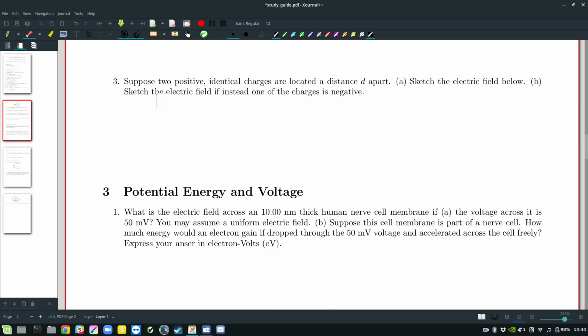Suppose two positive identical charges are located at a distance d apart. Sketch the electric field, so they're both positive now. So let's not get confused. Let's make sure we draw a straight line. And then we need to place our charge here and our charge here. And let's say they're both Q. Two positive identical charges located at a distance d apart. So sketch the electric field.